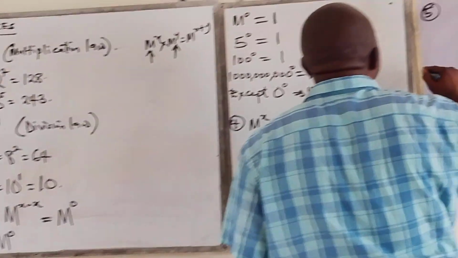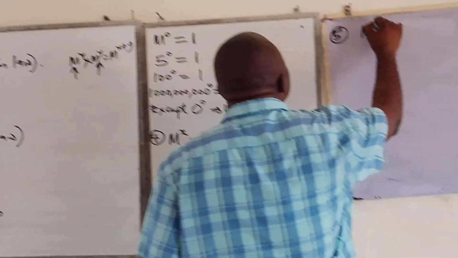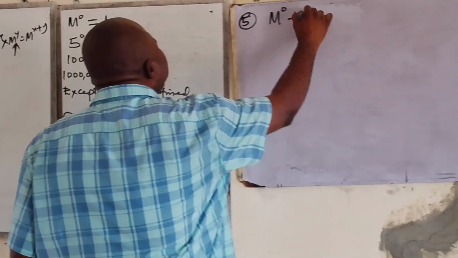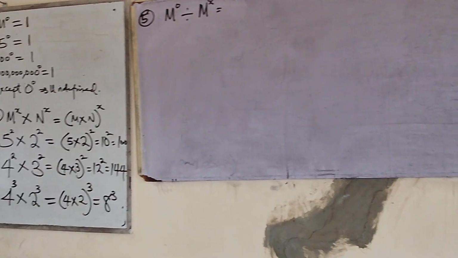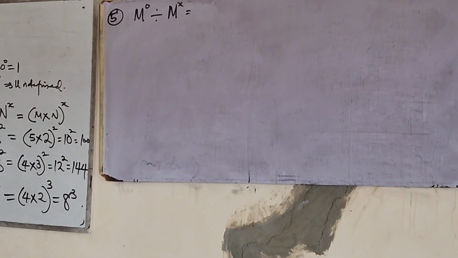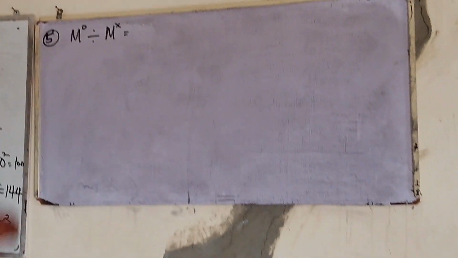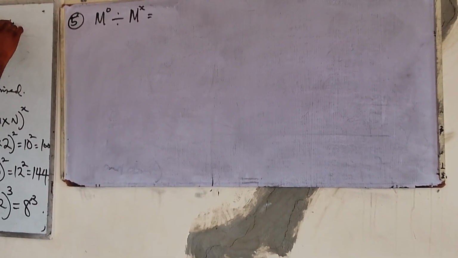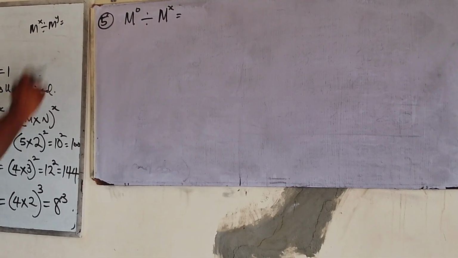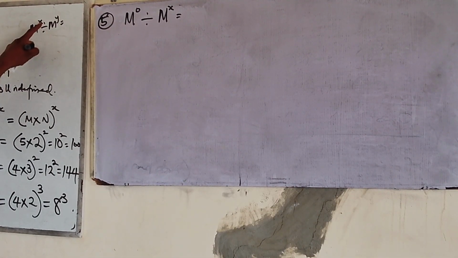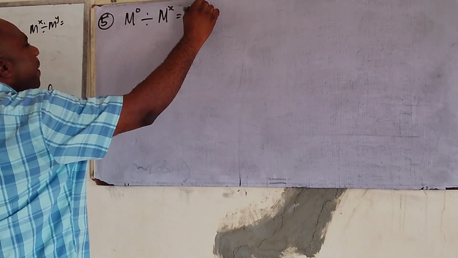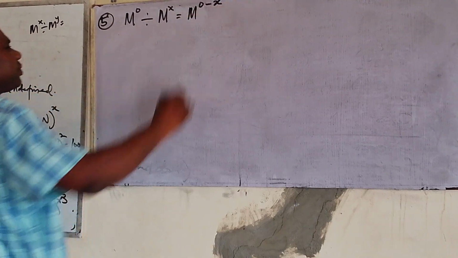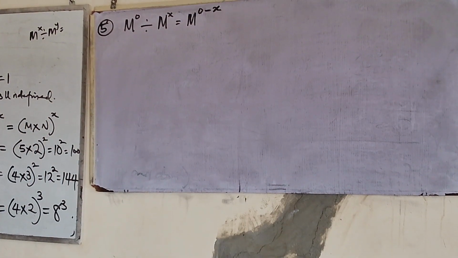Now, the fifth law. Let's look at m raised to the power of 0 divided by m raised to the power of x. Let's look at this law closely. Now, remember we said, when you have m raised to the power of x divided by m raised to the power of y, when the bases are equal and the operation is division, you are subtracting the powers. So in this case, this is the same as saying m raised to the power of 0 minus x.